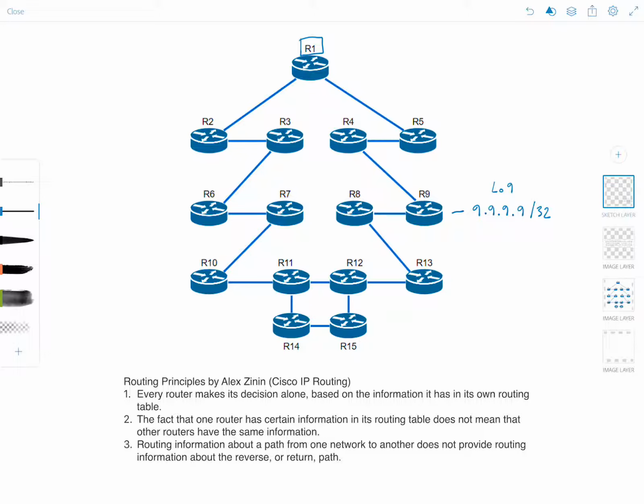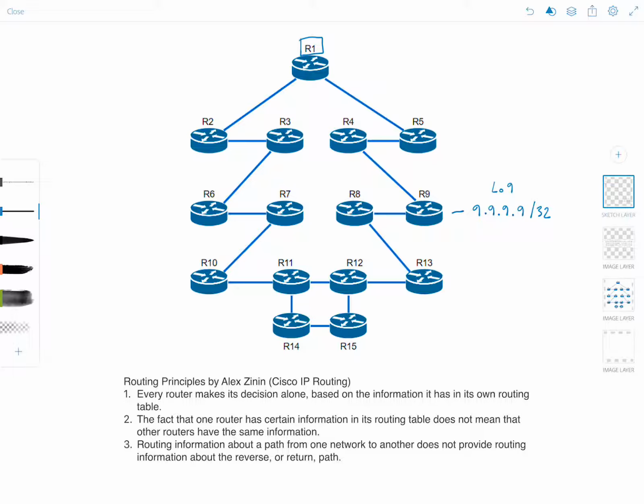Number 2, the fact that one router has certain information in its routing table does not mean that other routers have the same information. So even if the router nearest to the source has the required information about a remote network, other routers on the way to the destination may not have information about it. Therefore, even if the first router forwards a packet successfully, the next router or any router on the path to the destination may drop the packet if it doesn't have enough routing information to forward it.